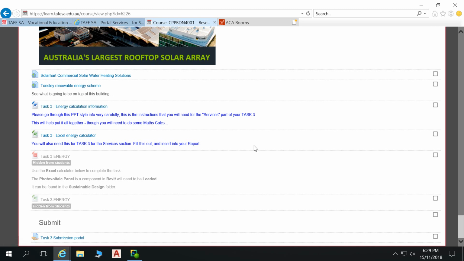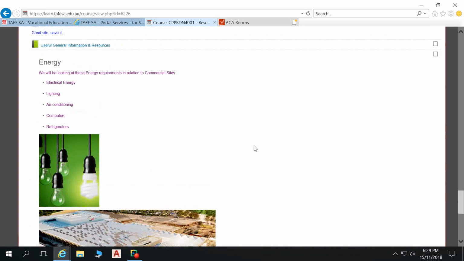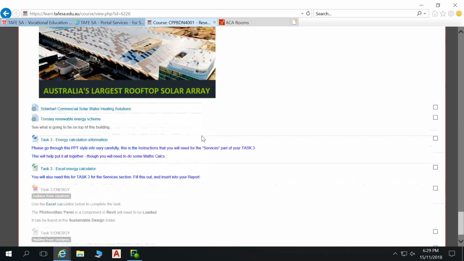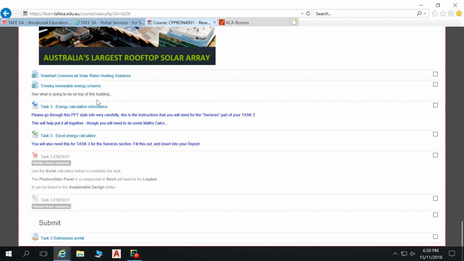So to start on that, we'll be looking at electrical energy, lighting, air conditioning, computers, and refrigerators. All aspects which are fairly important to the use and the running of a commercial building.